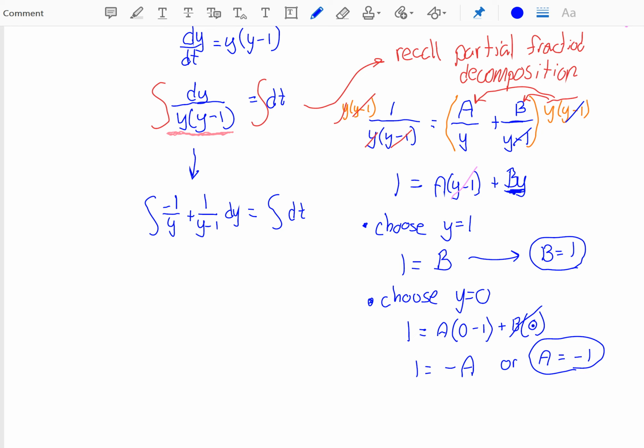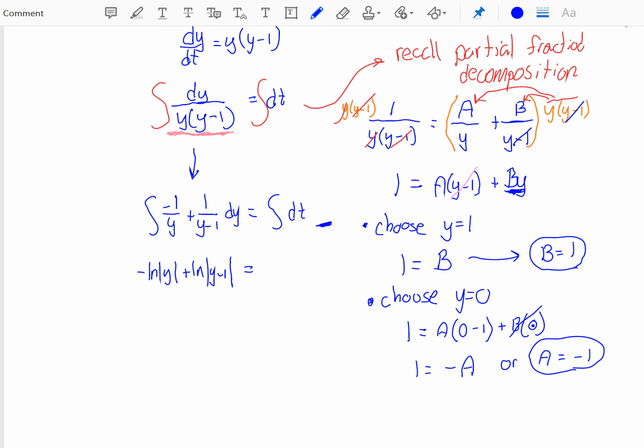Okay, so we'll continue now. The integral of negative 1 over y is going to be negative natural log of the absolute value of y plus the natural log of the absolute value of y minus 1. Now, there would be an arbitrary constant on this left-hand side, but I'm not going to write it because I know in my very next step I'd be combining it with the arbitrary constant that came from the right side.